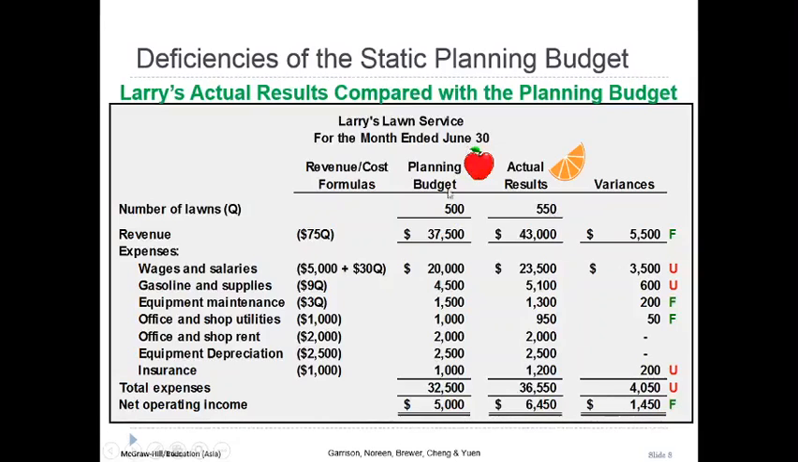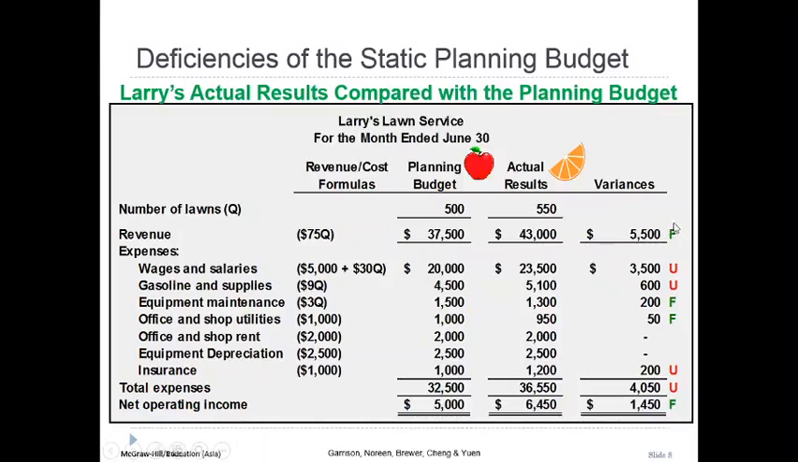So as you can see here, the planning budget is represented by the apple icon here, and the actual result is represented with the orange icon here. Okay, so if you want to compare it, you can see that Larry is obtaining a higher revenue. So therefore, the variance or the difference between the planning budget and the actual result for revenue is $5,500.